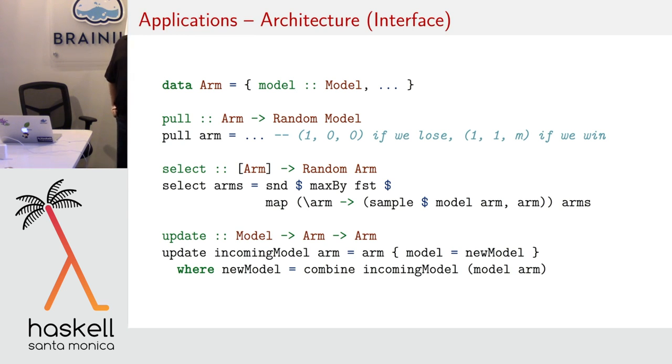And update. We have a model and an arm, and we get a new arm. So update, we have an incoming model and an arm. We're going to take our arm and we're going to replace the model with the new model, where a new model is just what we get by smashing the arm's original model with the incoming model.